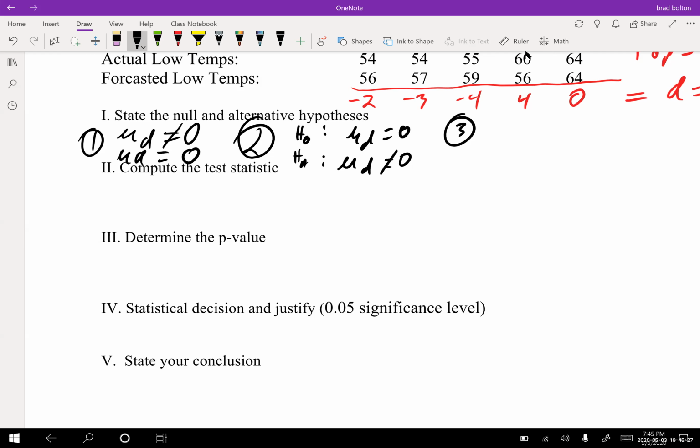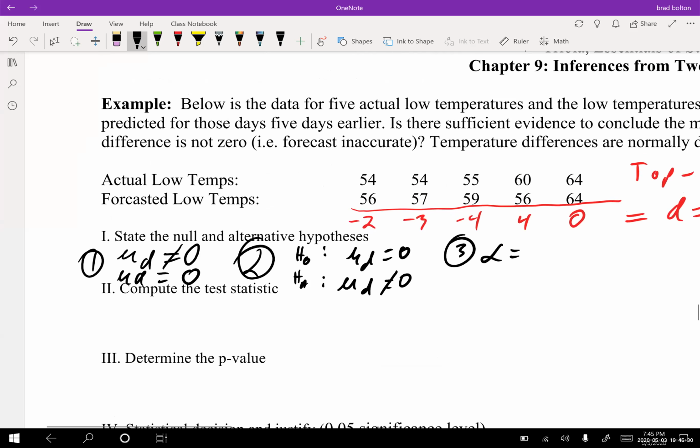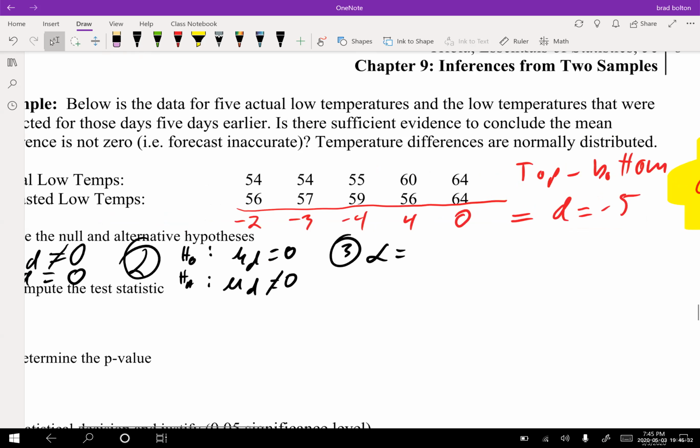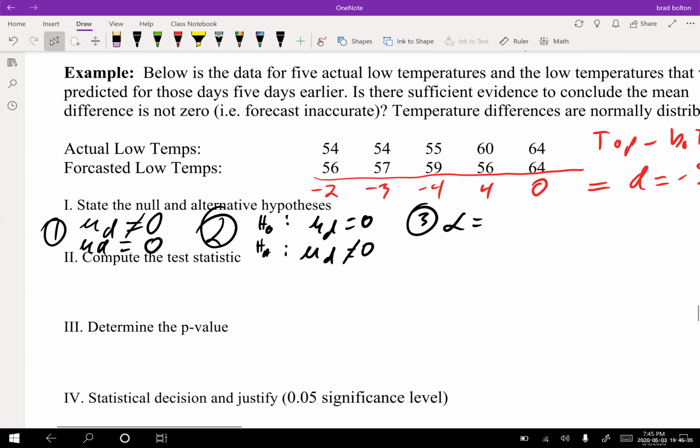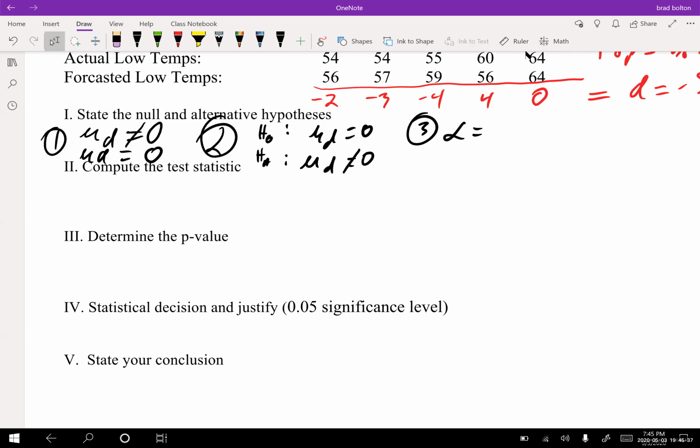And then we know in step 3 that alpha is, let's see here. I think they say it up here. 0.05 significance level, so 0.05. So we have a 2-tail test. Okay, so we're going to compute the test statistic. So hopefully we've been getting used to using our calculator. We know that step 4, since we're working with means, is finding a t.